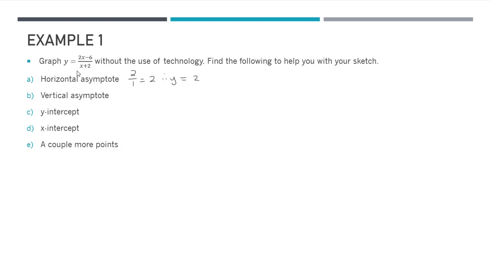Our vertical asymptote is going to happen at our NPV. Well, that's at negative 2. So it's at x equals negative 2.